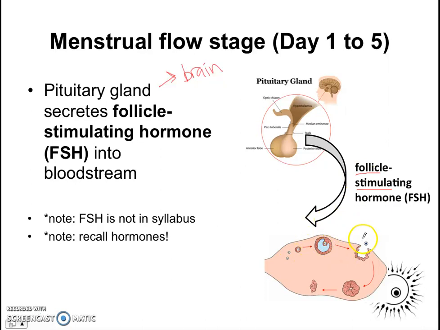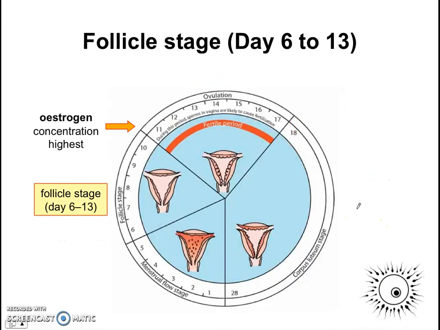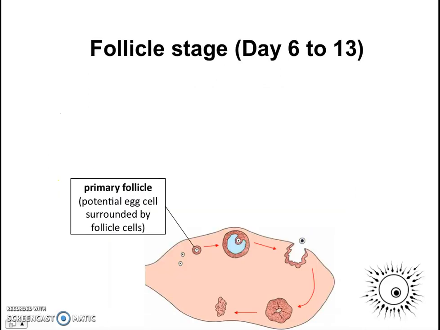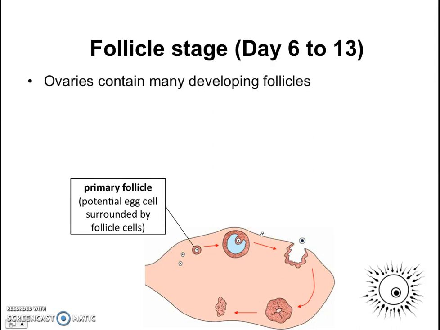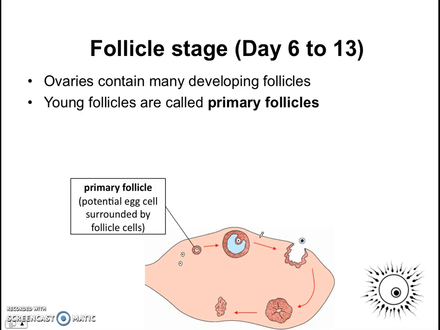So that leads us to the next stage, which is the follicle stage. Right, so FSH is secreted, and then we enter into the follicle stage, which is from day 6 to 13. Alright, so during the follicle stage, what happens in the ovaries? Let's take a look at the ovary here. Okay, so it's important first to know a bit about the background. And the background is that ovaries contain many follicles from birth. Alright, so many of these follicles in the ovaries, and young follicles are called primary follicles.